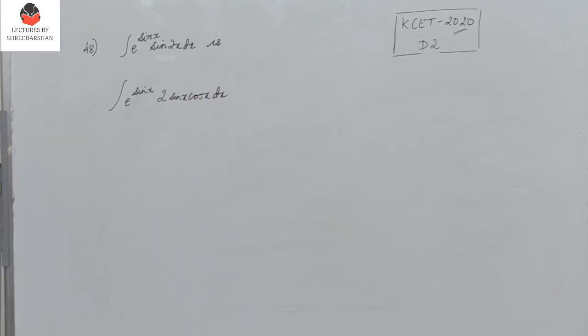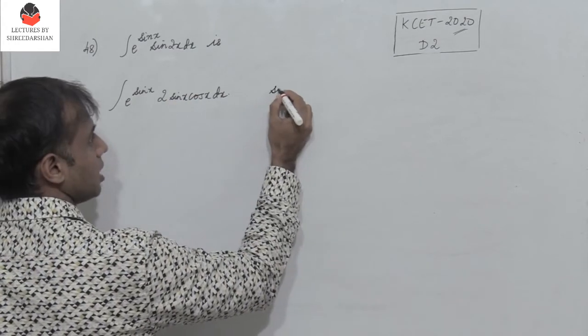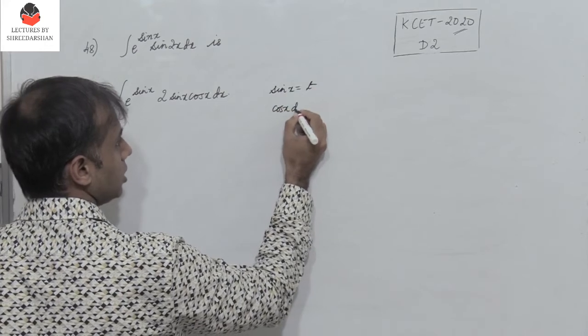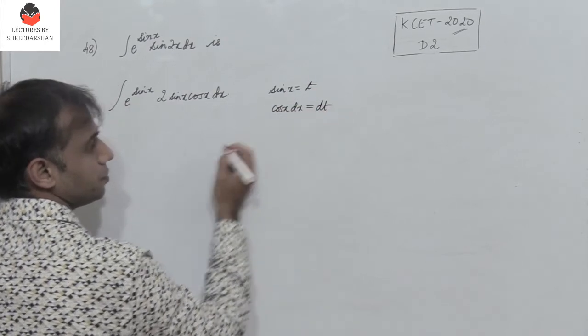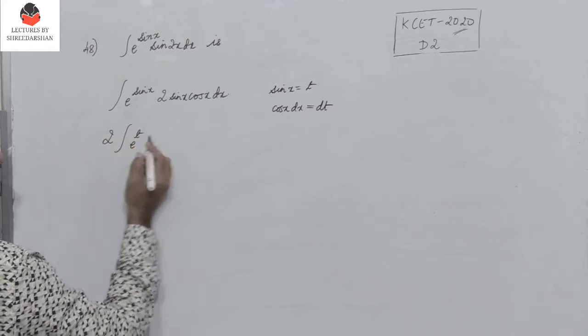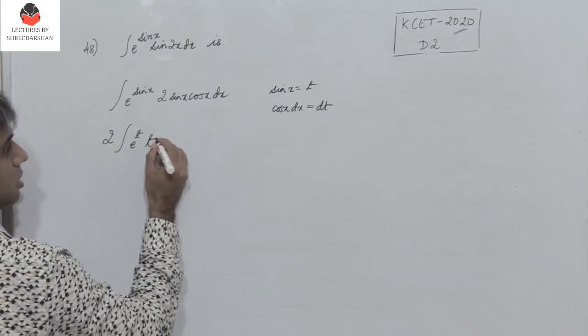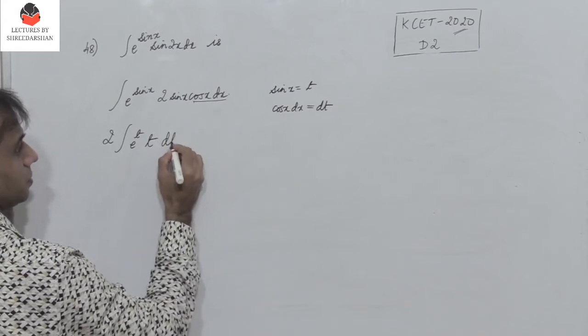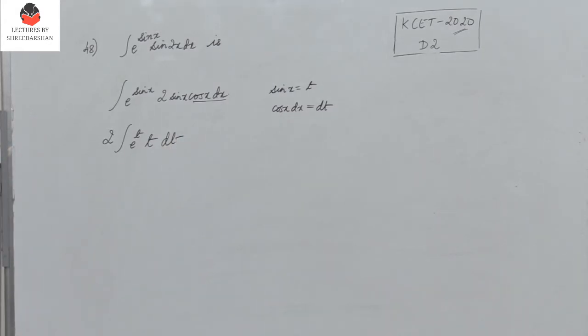Okay. So now let me make a substitution. So let me put sine x equal to t. So therefore cos x dx is equal to dt. So I have e power t, I take 2 outside. So here sine x is t, isn't it? And cos x dx is dt. So now let me integrate this.